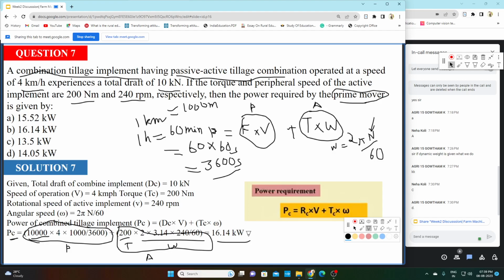So passive plus active, we will get the total power for the combined tillage implement, and that will come as 16.14 kilowatt. If you have a calculator, you can check. Otherwise, after the class also you can check. This answer will come, okay? 16.14 kilowatt. So your answer will be B. So B is your correct answer.